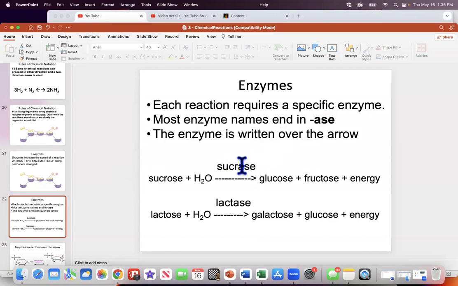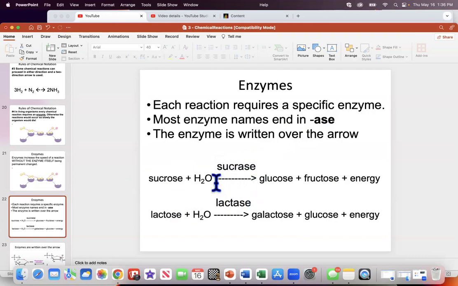Sucrase is the enzyme that helps you digest sucrose. And lactase is the enzyme that helps you digest lactose. Lactose is a sugar you find in milk. Some people don't have enough of this enzyme. And what happens is when they drink too much milk, their body cannot digest it.